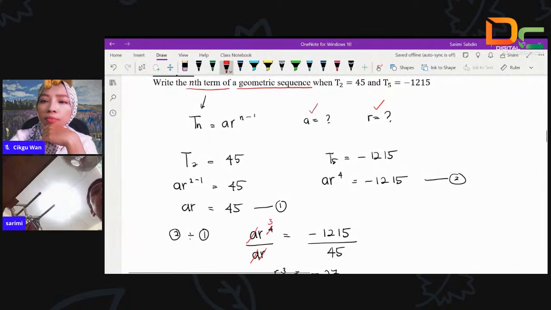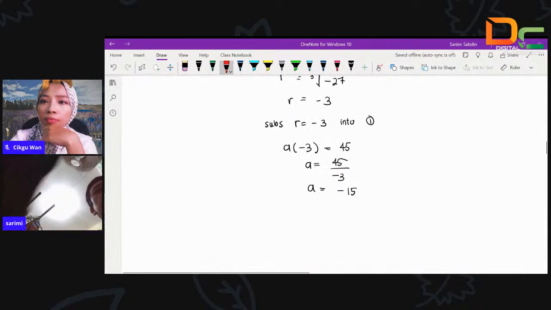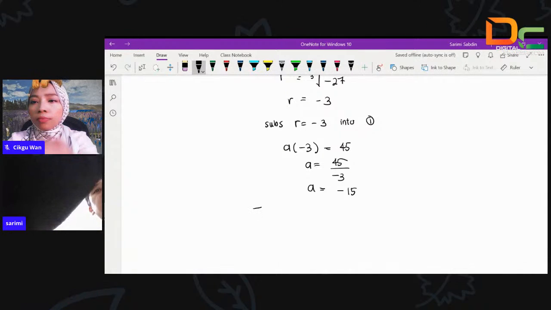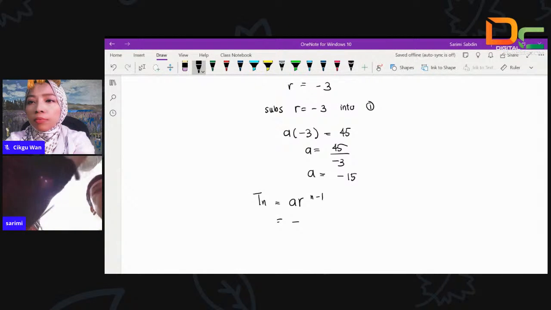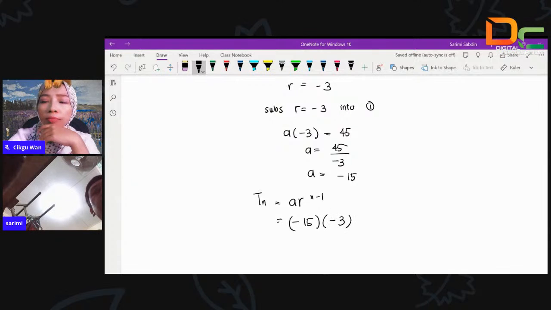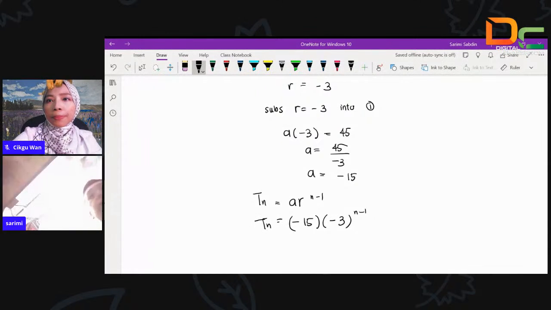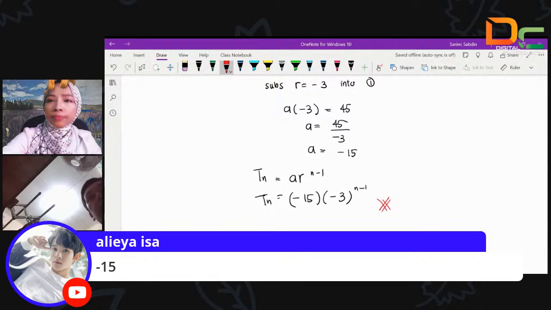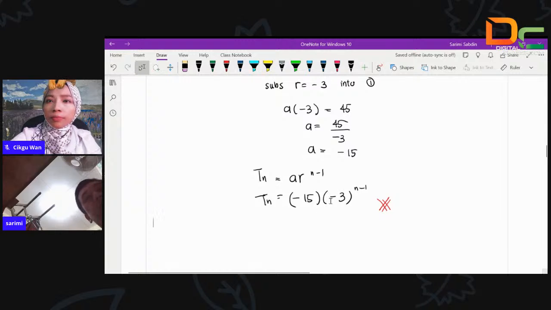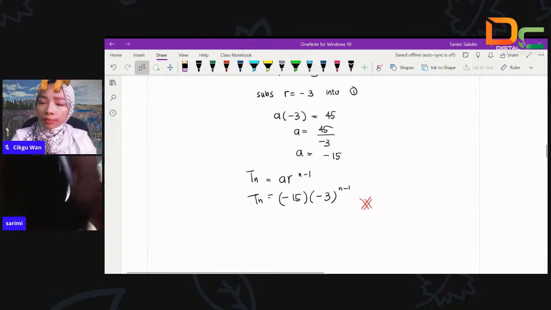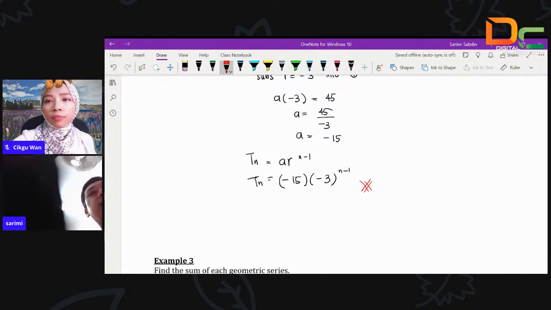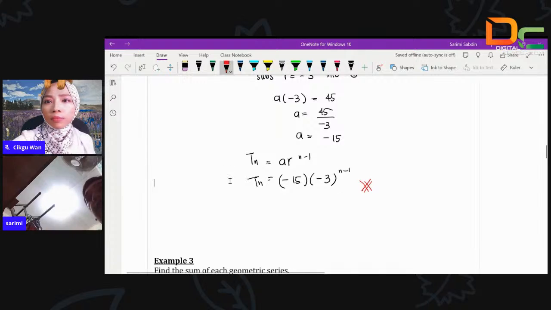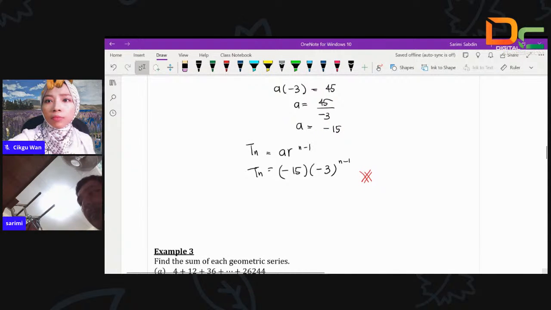So we found A, it is complete, we have A and we have R. Now we can substitute the values of A and R into the formula Tn. Tn equals A R to the power of n minus 1, so A is negative 15 and R is negative 3 to the power of n minus 1. So we get the formula: Tn is negative 15 times negative 3 to the power of n minus 1. Make sure you do not make a mistake and multiply them, because you cannot multiply the negative 15 and negative 3 since negative 3 has the power of n minus 1. If the powers are not the same, you cannot multiply. So just like that, the answer.